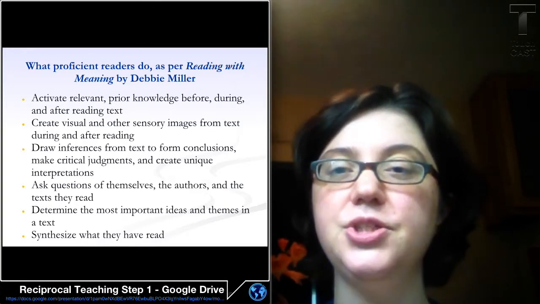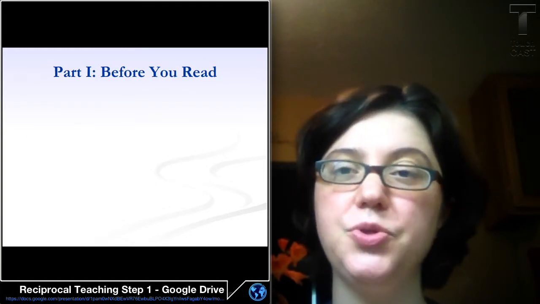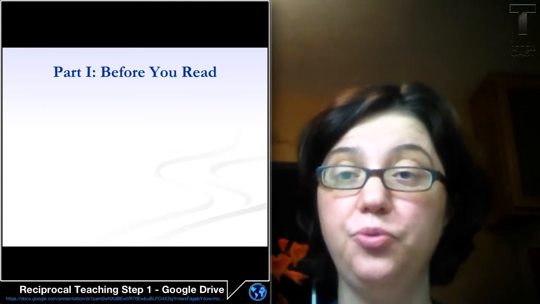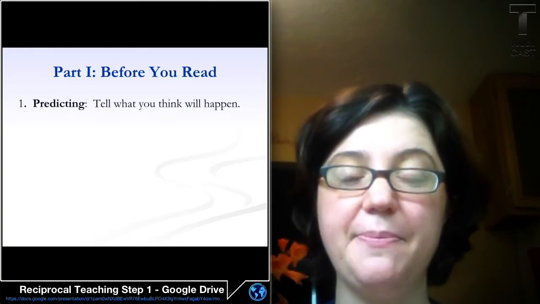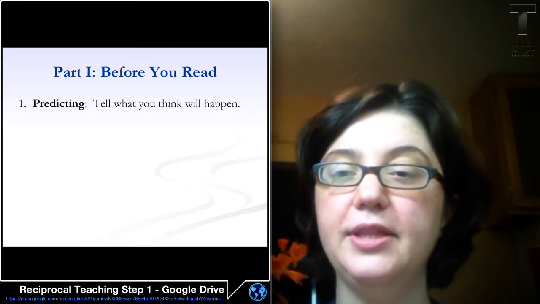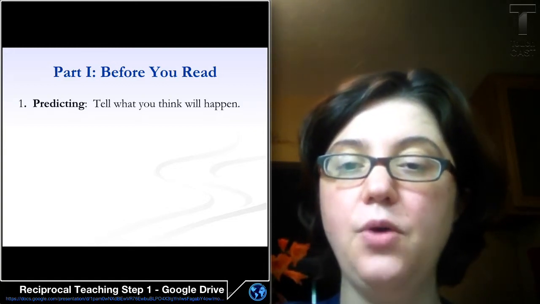Now let's actually talk about step 1. Now, like I said, proficient readers do things before, during, and after reading. We're going to focus on what you do before you read. Before you read, the very first step of reciprocal teaching is making a prediction, where you tell what you think is going to happen.